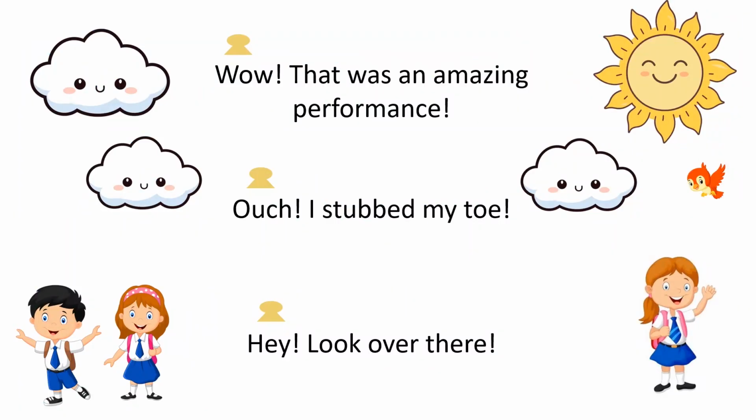Here we have some sentences that contain interjections. The first one is, wow, that was amazing. That was an amazing performance. The interjection is wow. Ouch, I stubbed my toe. The interjection is ouch. Hey, look over there. The interjection is hey.